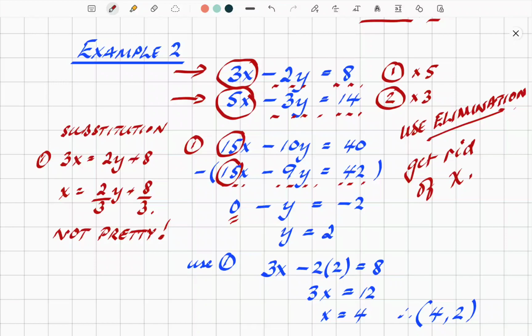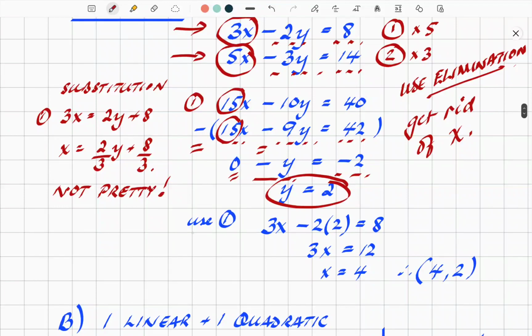Now, minus 10y minus 9y is plus 9y. I end up with minus y. And 40 minus 42 is minus 2. So y equals 2, all right? And I'm going to then use that in equation 1. So 3x minus 2 times y equals 2. So minus 2 times 2, minus 4 equals 8.